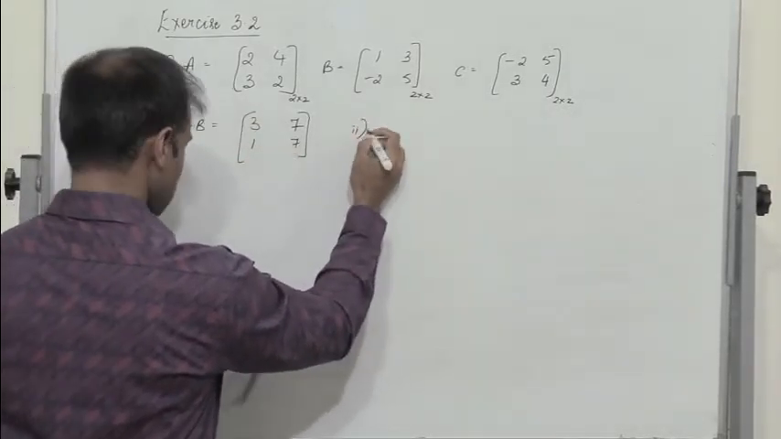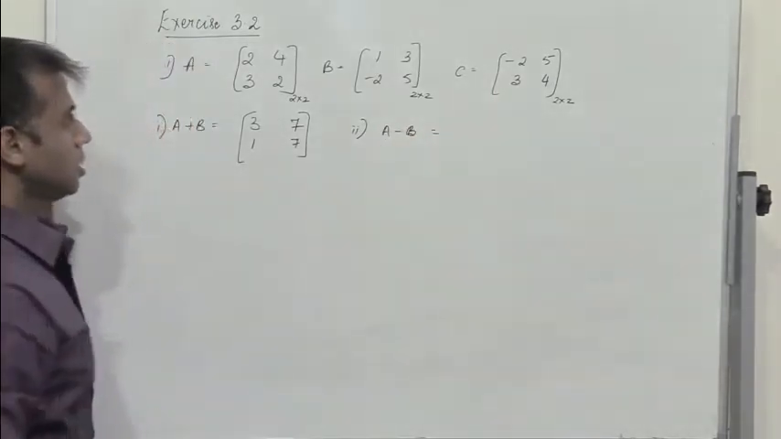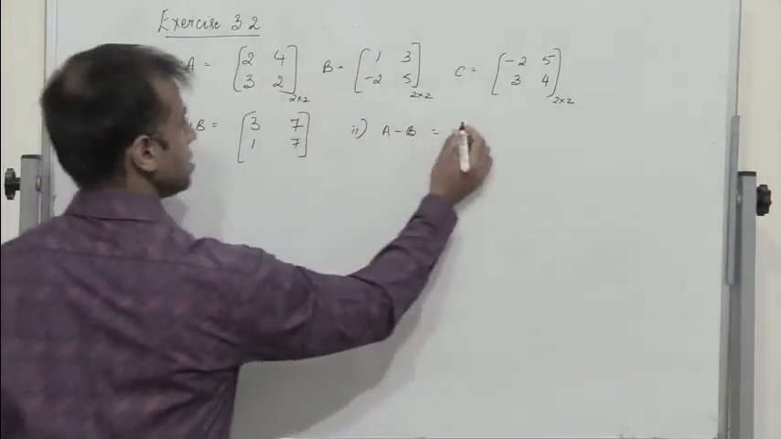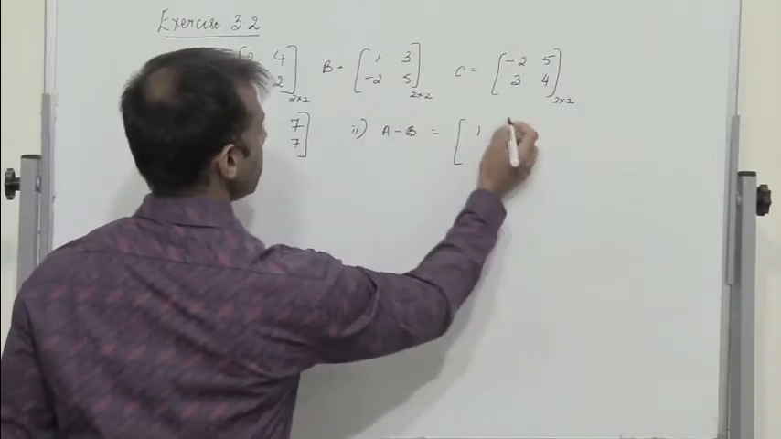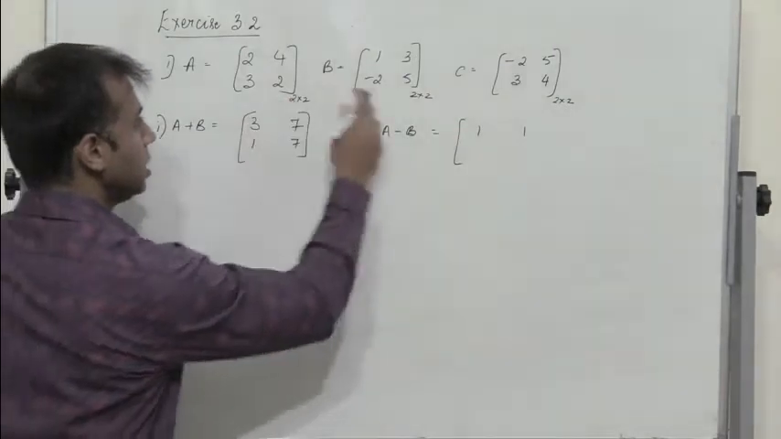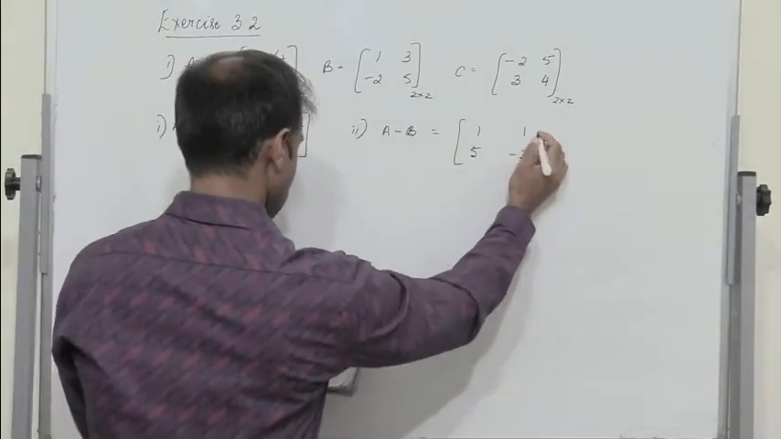Next we need to find A minus B. So the corresponding elements are subtracted. So we have 2 minus 1 which is 1, 4 minus 3 is 1, 3 minus of minus 2 is 3 plus 2 which is 5. And 2 minus 5 is minus 3.